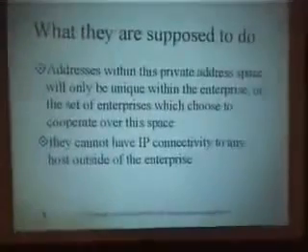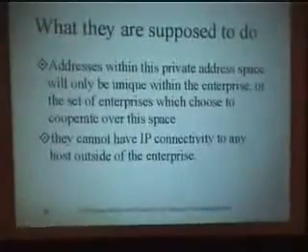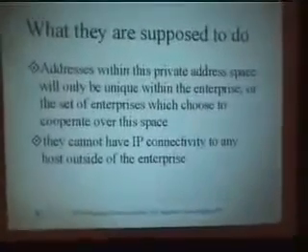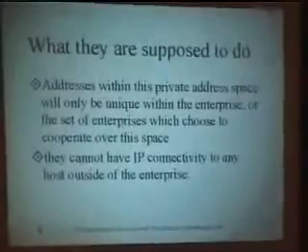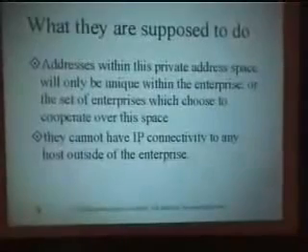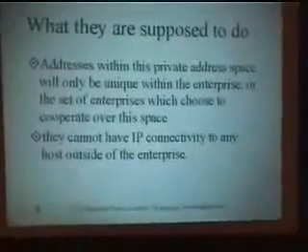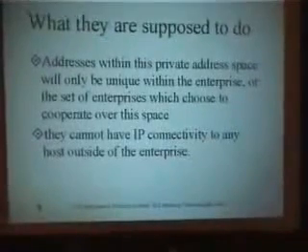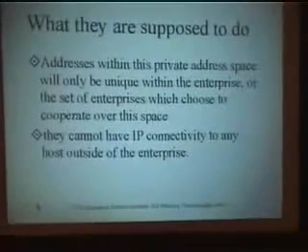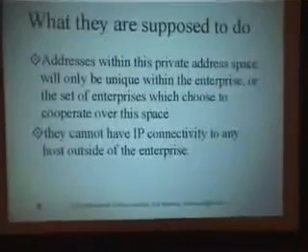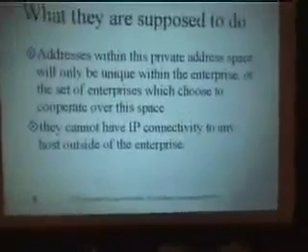They are to be unique within an enterprise or a set of enterprises which cooperate, but it's private, i.e. it's not supposed to appear in the big I public internet. These are for nodes that cannot have IP connectivity to any host outside of the enterprise or groups of enterprises. These are numbers that should not be visible. You shouldn't see them on the internet. They shouldn't appear in the routing tables.